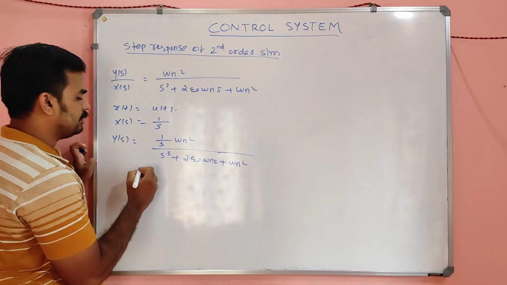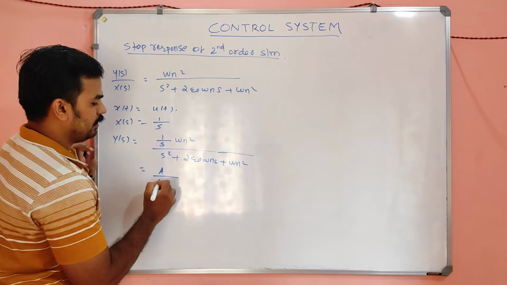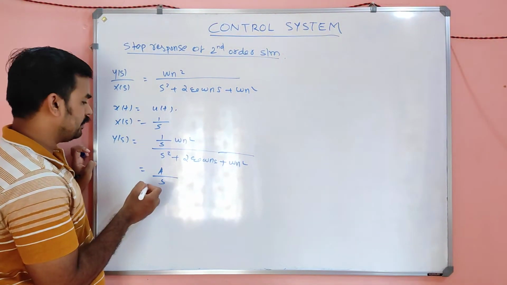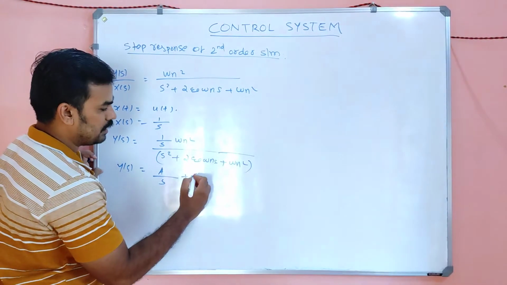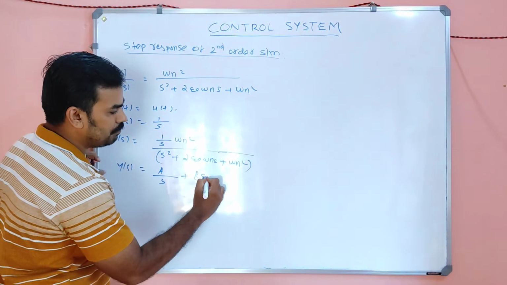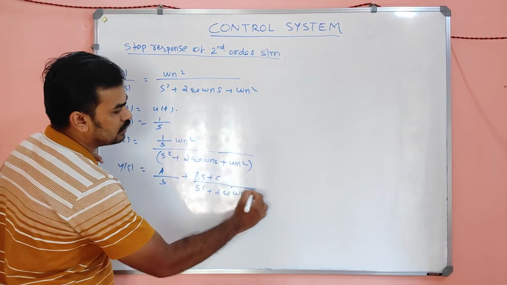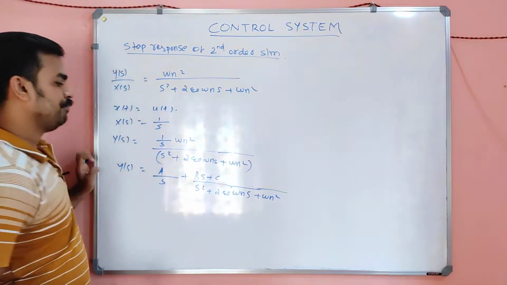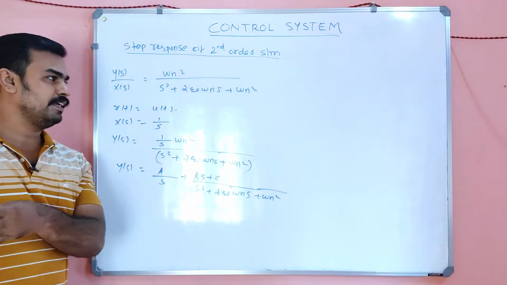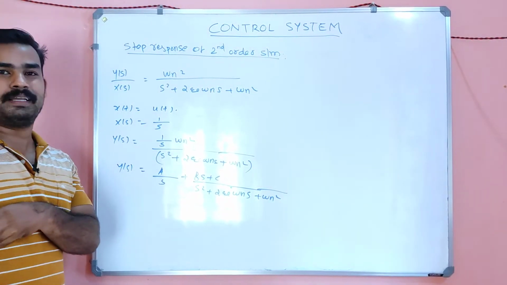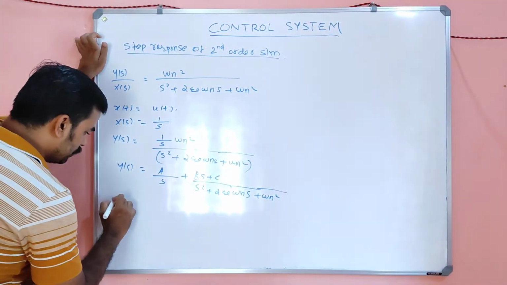Both the numerator and denominator contain functions of s, so it can be simplified in the form of a by s plus the partial fraction bs plus c divided by s square plus 2 zeta omega n s plus omega n square. If you factorize this and substitute the values of a and b, it's a very big process, my dear. It will contain one or two pages of derivation. We don't want that derivation; we just want the output.